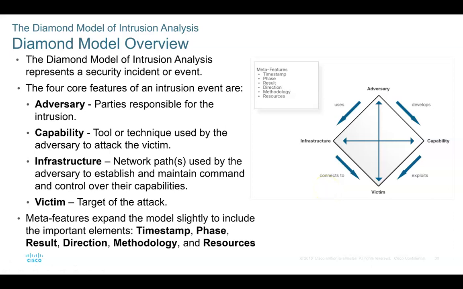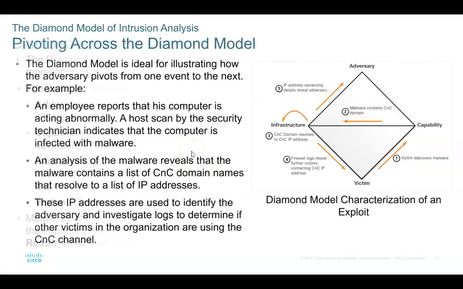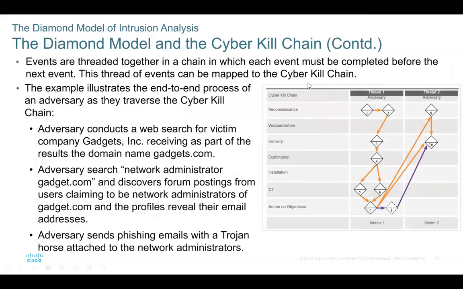So let's talk about how this would work in analyzing a security event, right? When you are analyzing an intrusion, you may want to use the Diamond Model. And you can pivot. Pivoting across the Diamond Model, you can go from adversary to capability and jump to infrastructure or the victim, right? So this is an example of pivoting between different features.